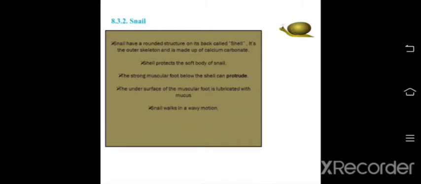You might have observed this organism, isn't it? What is it called? Yes, it is called a snail. Snail has a rounded structure on its back which is called shell. It's the outer skeleton and it is made up of calcium carbonate. This protects the soft body of the snail.